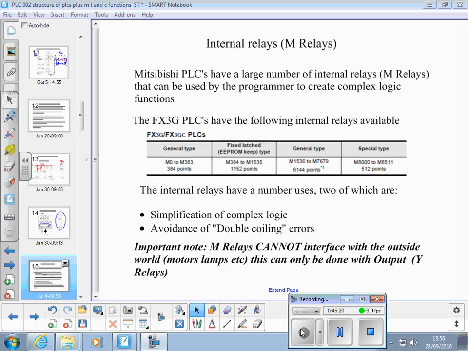You don't use them as outputs, you use their function, and I'll explain why you might want to use that. The general idea with M relays is they help you to simplify complex logic, break it down into simpler steps, and also the key for what you're going to be doing is avoiding the situation of what's called double coiling, using the same Y output or timer output more than once in your program. And you'll do an exercise to show what happens with your program if you double coil.